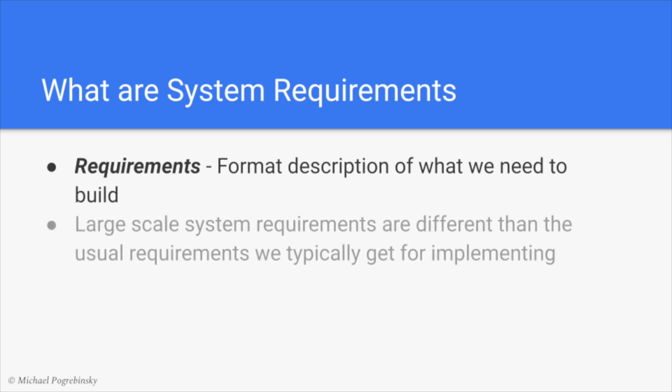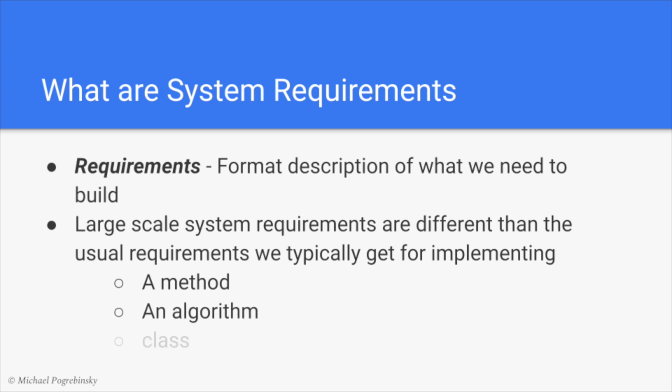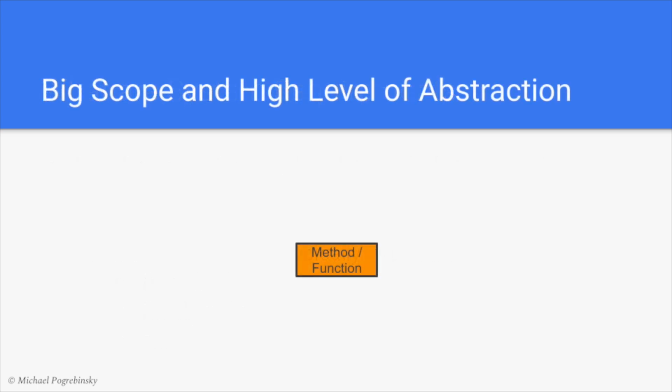But when it comes to the design of a large-scale system, there are a few differences from the usual requirements we are used to getting for implementing a method, an algorithm, or a class. The first difference is the scope and level of abstraction of the requirements, and especially the solution we need to design. For example, when we're tasked to implement a method or an algorithm in an existing codebase, we typically know what the input and output look like, and we're also somewhat limited to the programming languages we're going to use.